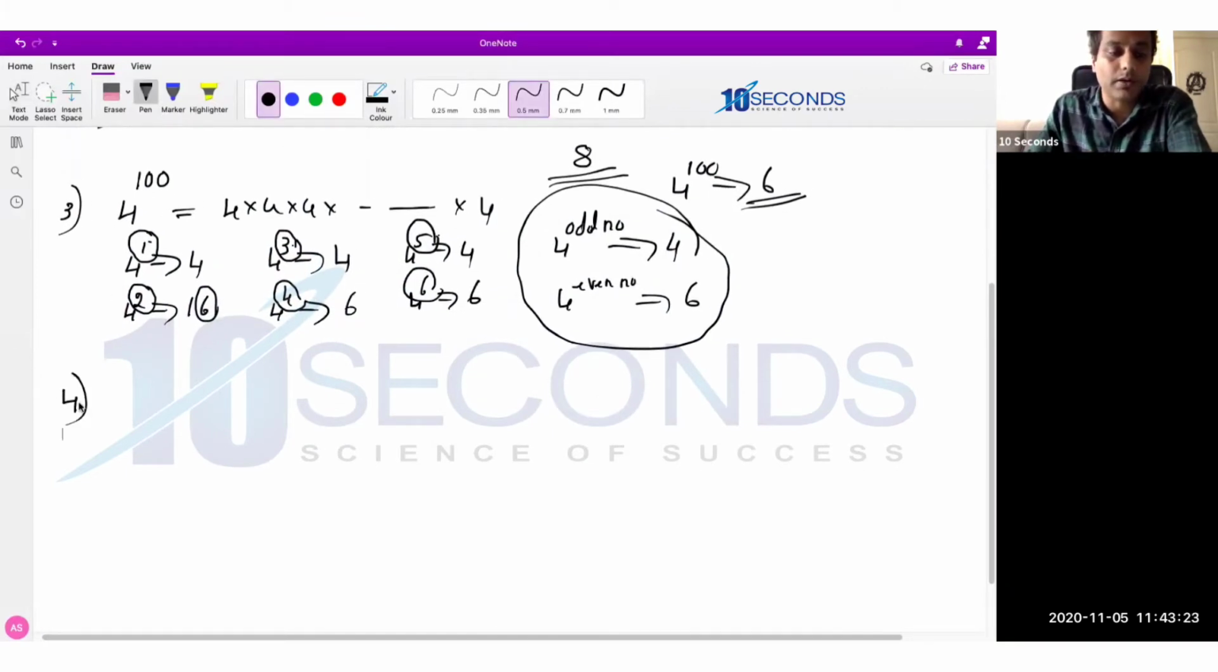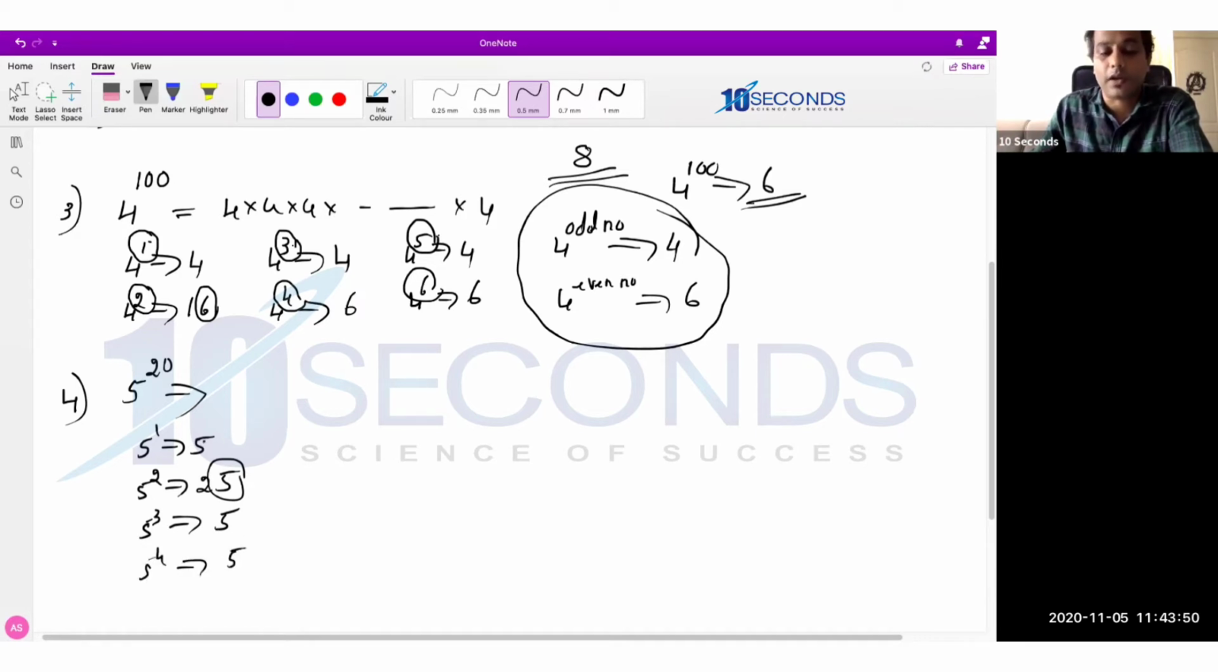So let me take the next type, say 5 per 20. The first step is always finding 5 per 1. Keep it simple, nothing to memorize. Then 5 per 2, which ends with 5 again. Again, you multiply by 5, it ends with 5 only, obviously. 125 is the number, but no need. When you multiply 25 into 5, you take 5 and multiply by 5. That again ends with 5. 5 per 4 also ends with 5. So 5 per 1 is 5, 2 is 5, 3 is 5, 4 is also 5. You continue till infinity. 5 per any power you take, that ends with 5 only.